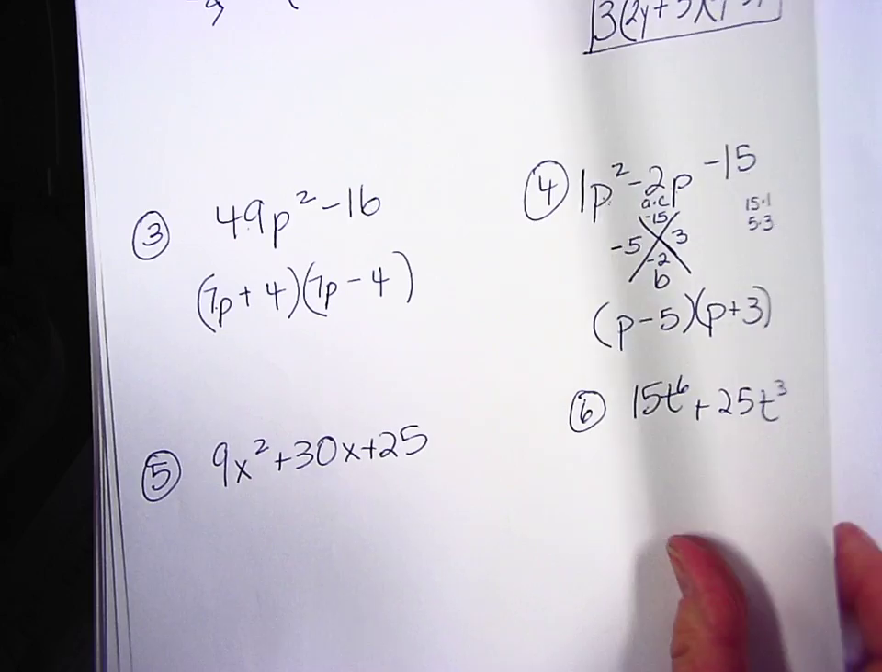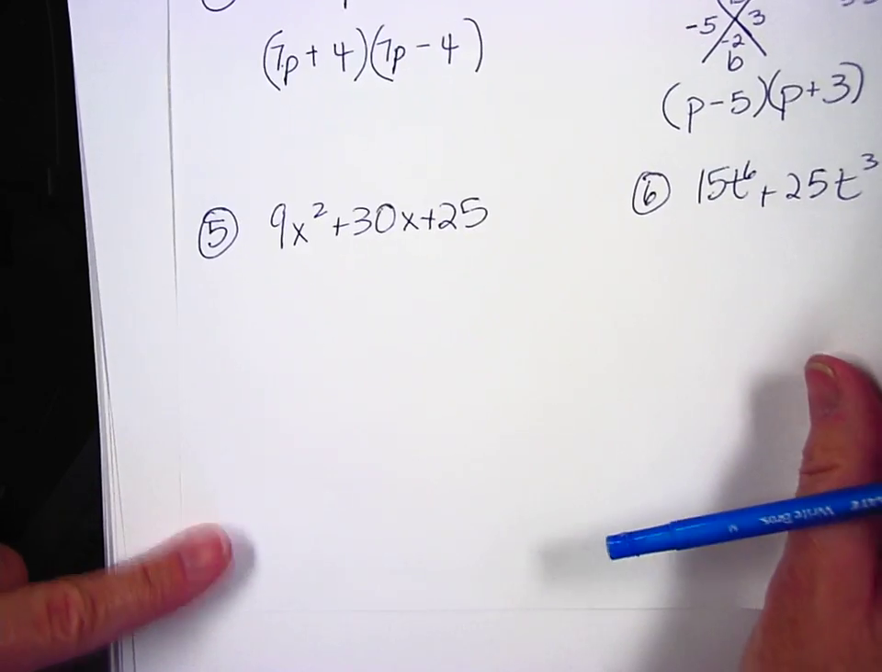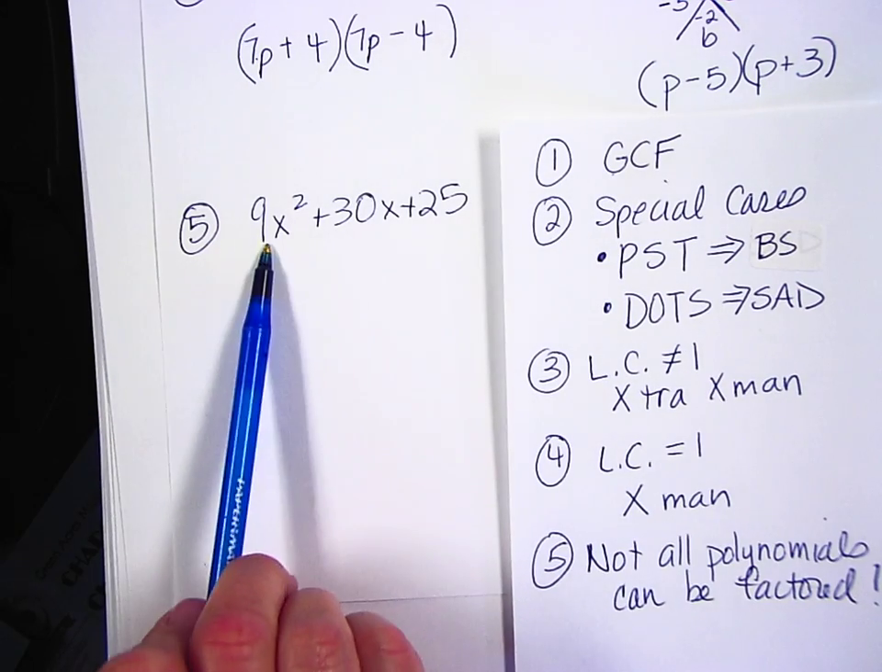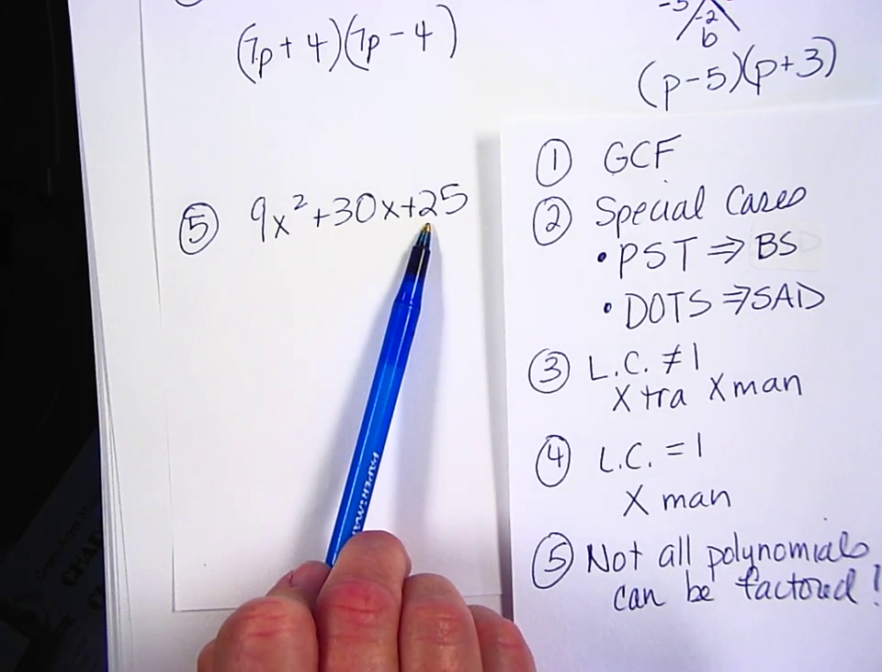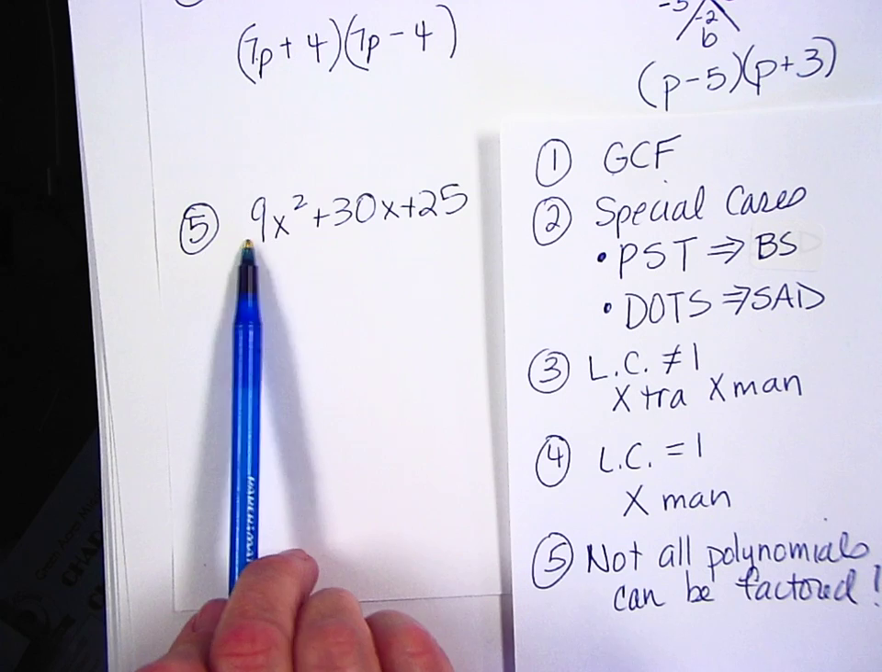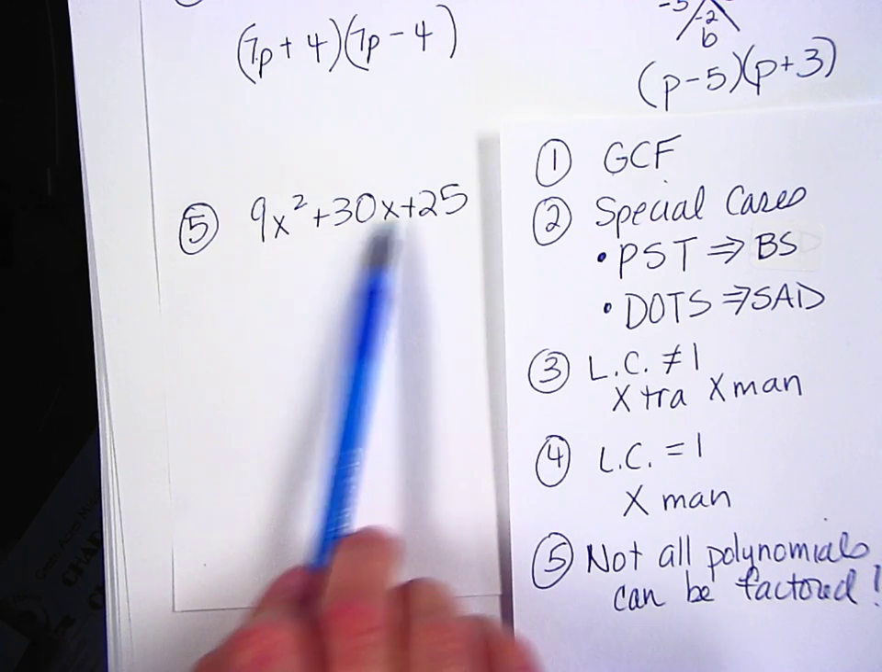Number 5, GCF. I originally wanted to say 3, but 3 is not a factor of 25. 25's only factors are 5, 25, and 1. 5 and 25 are not factors here, so there's no GCF.